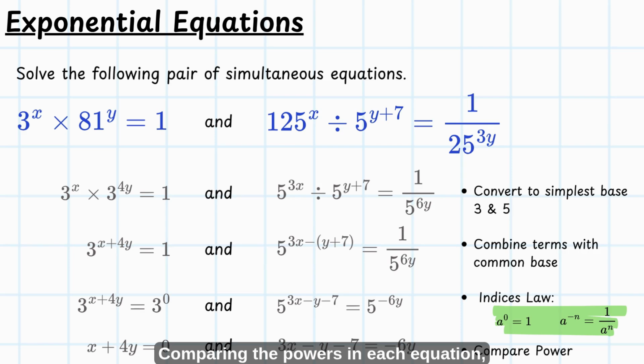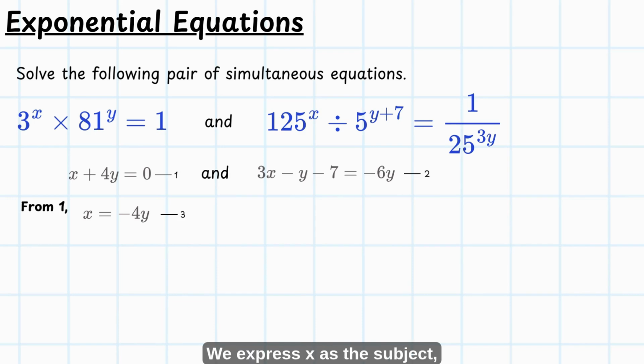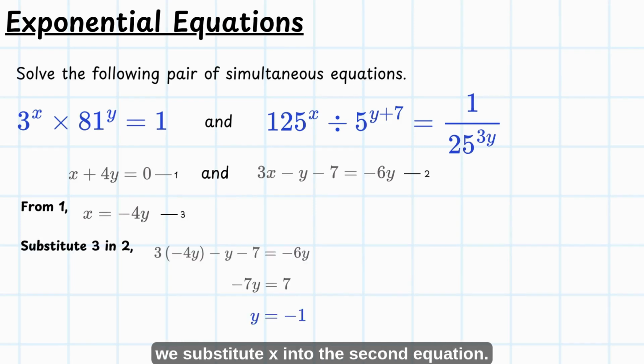Comparing the powers in each equation, we get x plus 4y equals 0, and 3x minus y minus 7 equals -6y from the first equation. We express x as the subject, which equals negative 4y. Using the substitution method, we substitute x into the second equation. This gives us an equation entirely in terms of y, and solving for y, we get -1. Putting this value into the third equation, we solve for x and find it to be 4.